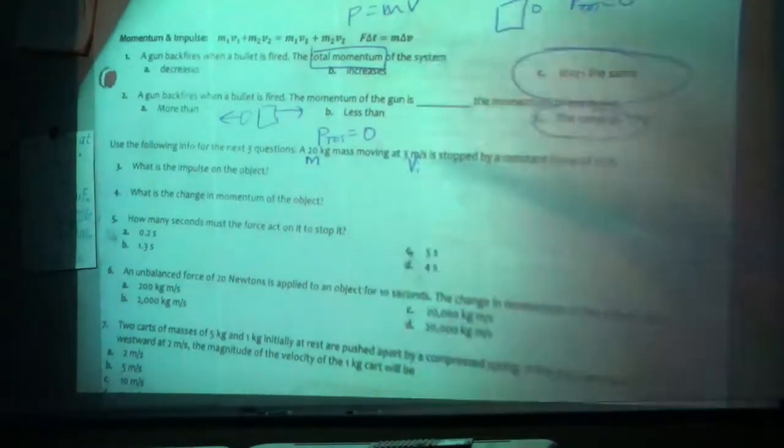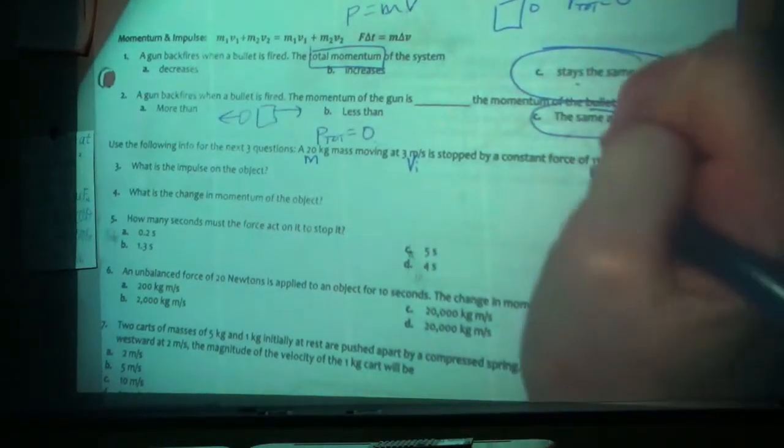We've got a 20 kilogram car moving at 3 meters per second, and it's stopped by a constant force of 15.